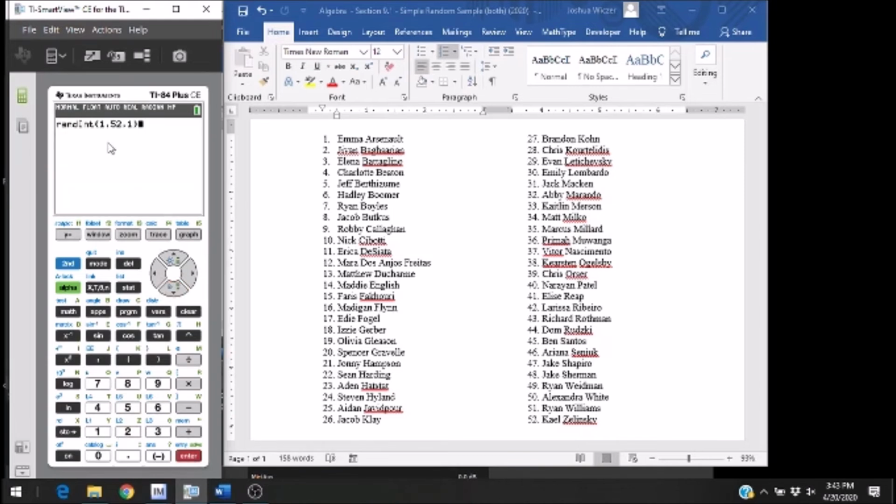On the scientific calculator, it will just say rand int, open some parentheses, and then you would give it the two arguments of 1 as the lowest number and 52 as the highest. You wouldn't probably say the third number. But then I'm going to push enter, and it's going to pick a random number between 1 and 52. Picked 4, which means I'm going to ask Maddie English her opinion. And if I do this again, I'm going to ask Matthew Ducharme his opinion. And if I do this again, Olivia Gleason. And again, Robbie Callaghan. And one more time, Jacob Clay.